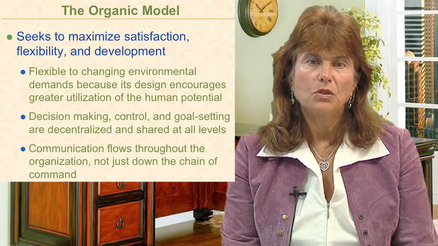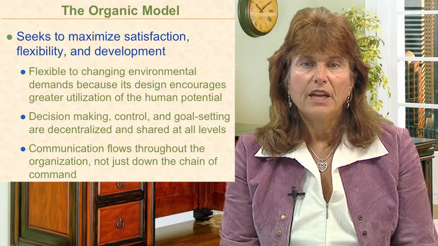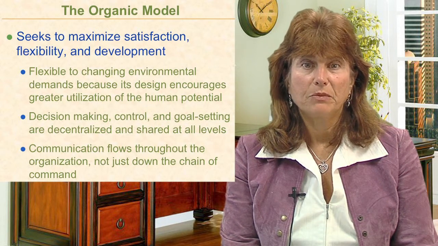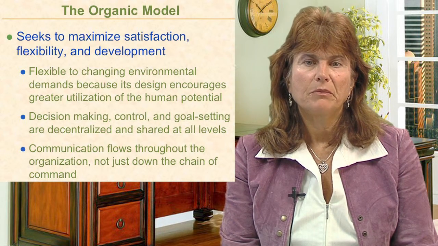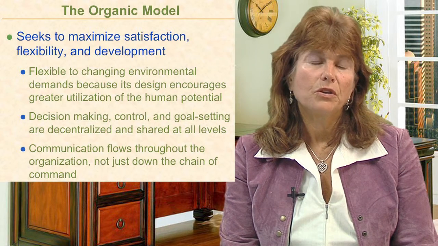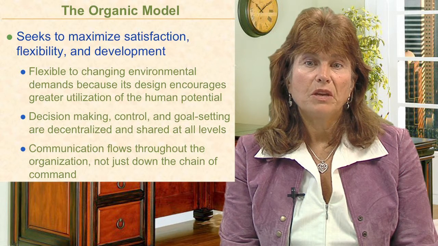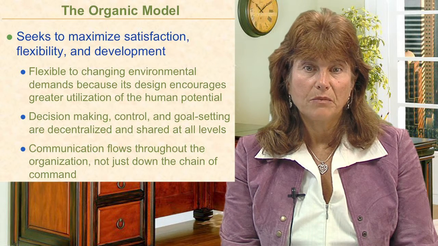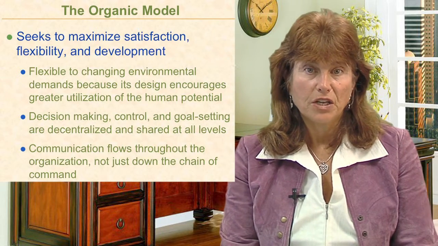Moving to the organic model, we could probably relate this to saying more task-oriented versus employee-oriented. In an organic model, we seek to achieve maximum satisfaction and flexibility in development of our workforce. When we have flexibility to change with environmental demands, it encourages more utilization of our human resources and doesn't make them so mechanistic. There's more decision-making control and goal setting, and that's shared across all levels of the organization and owned by them. And we have more communication that flows up and down throughout the organization and not just down from the chain of command.